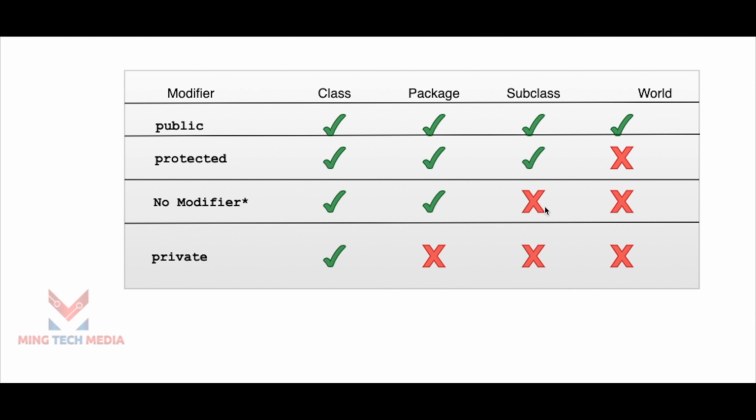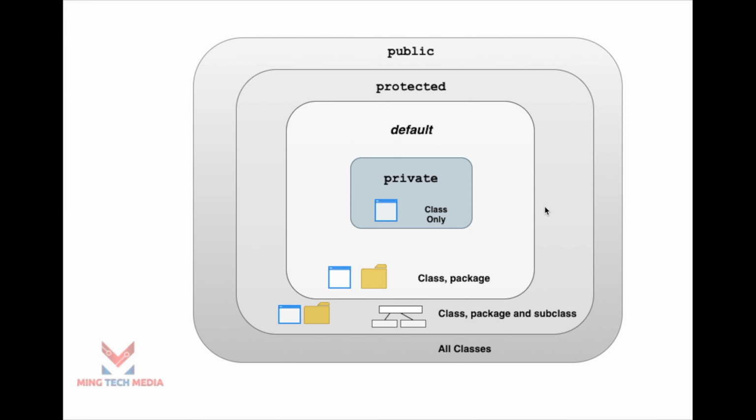So here's just a chart of that, and here's also a diagram of that. So you see here, private: class only. Default: class in that package. Protected: you have your class, package, and your subclass. And public: all classes are able to view that. So yeah, that's just some basic things to note about Java.